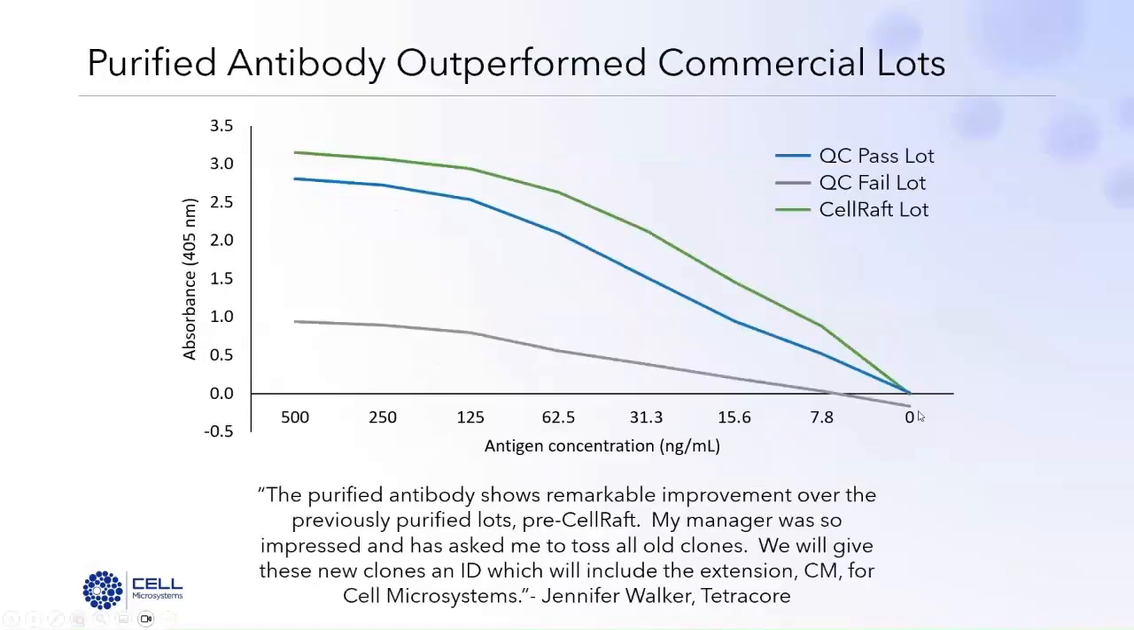Lastly, Jen at TetraCore purified the antibody from the clones that we provided, and I'll take you back to the graph that I showed you at the beginning. That blue line represents their last passing commercial lot, with the gray line representing the failed commercial lot. And we were just absolutely over the moon to see that the CellRaft purified antibodies from the clones that we provided to TetraCore had a comparable or better performance than their current commercial lot.